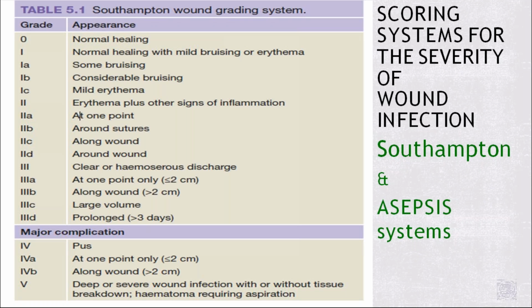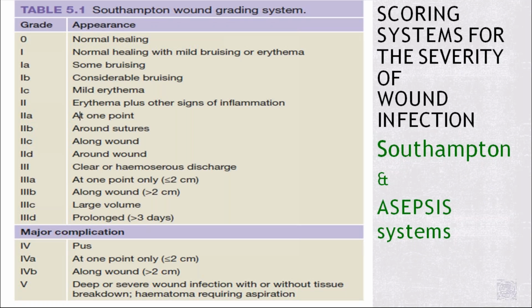So this grading system includes the major complications under fourth grade. Grade 4 includes the purulent discharge, whereas 4A is purulent discharge at one point only, less than or equal to 2 centimeters, whereas 4B is along the wound, more than 2 centimeters. So in third grade, it is only clear or some mixture of blood and serous discharge that will be there, whereas in fourth grade, there will be a purulent discharge.